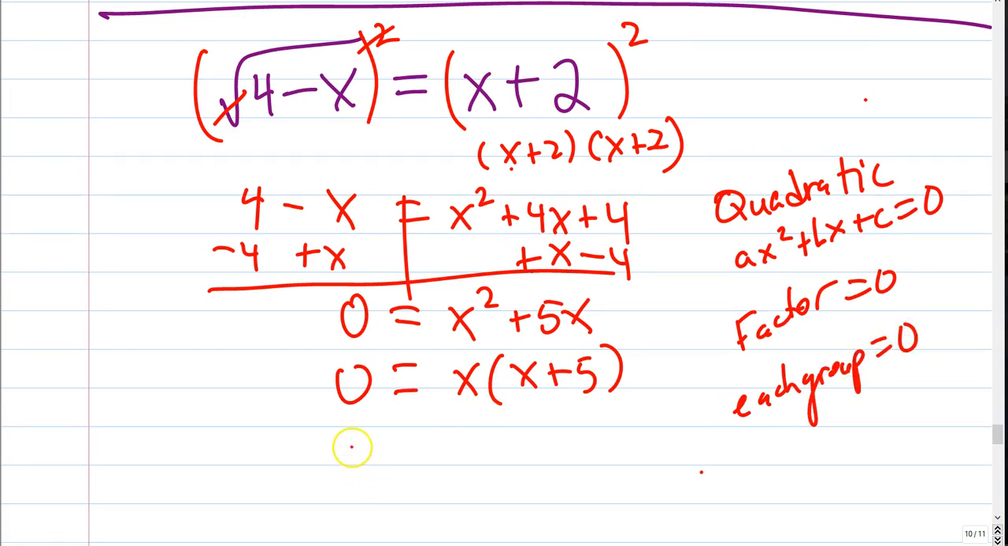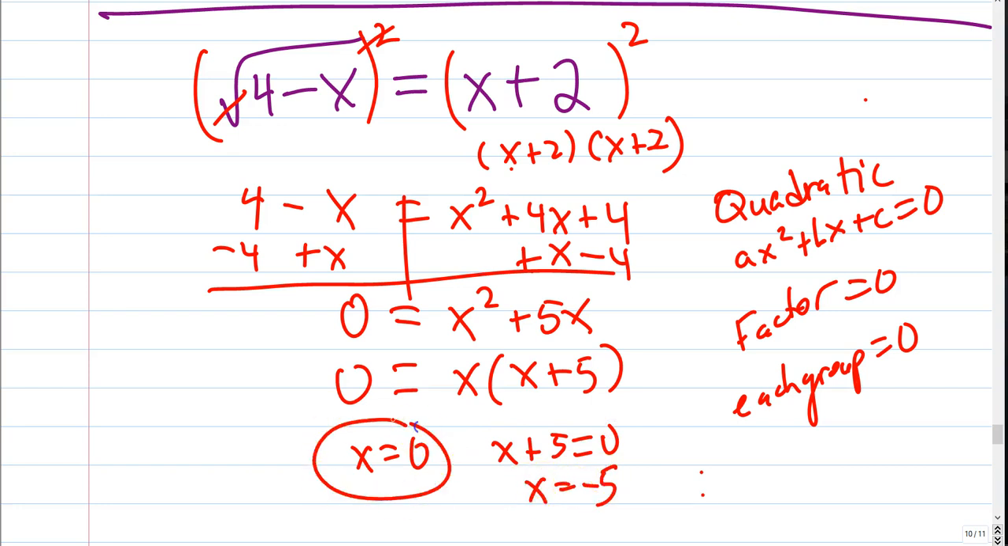Our first group, x equals 0. Our second group, x plus 5 equals 0, so that x equals negative 5. Keyword here. You need to make sure you check these.